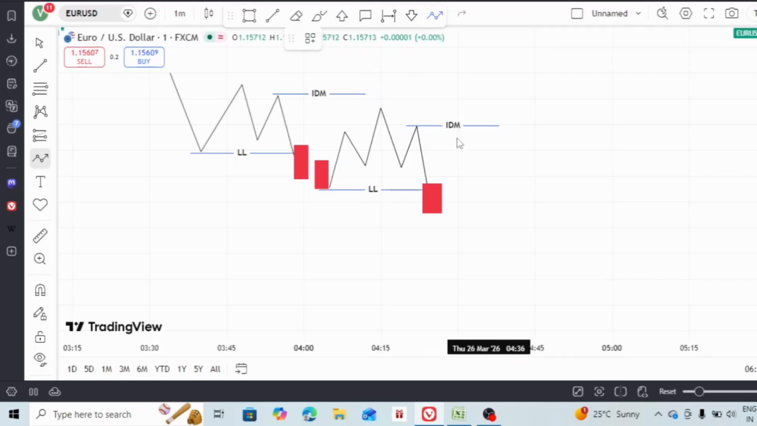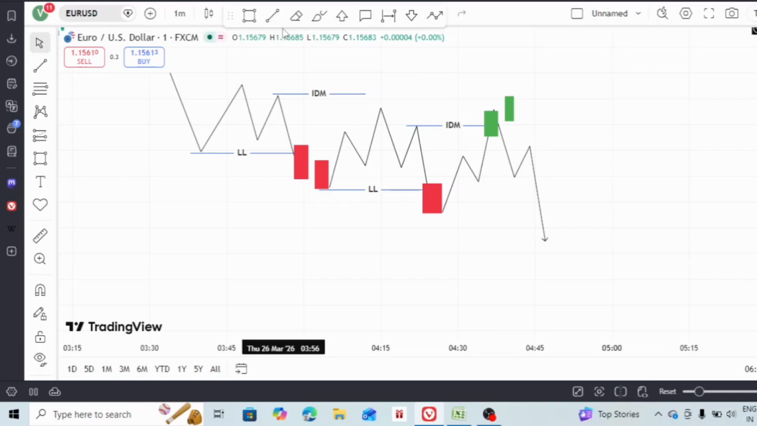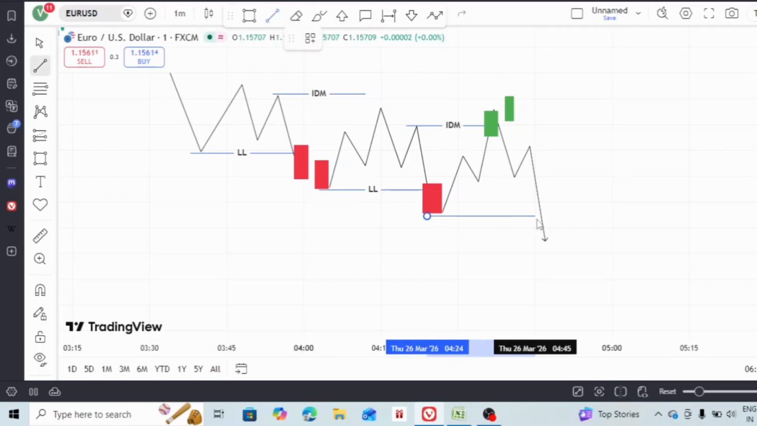The market then went up and mitigated the inducement, then pulled back and went down to the break of structure. So the market has mitigated the inducement here. Let me put it in a green color. Inducement mitigation means what do we find? Break of structure, right? After the mitigation of inducement, this will be our break of structure level.